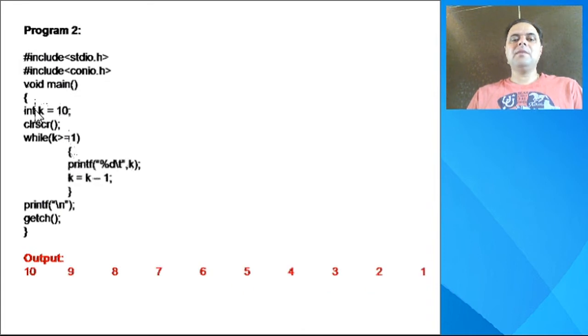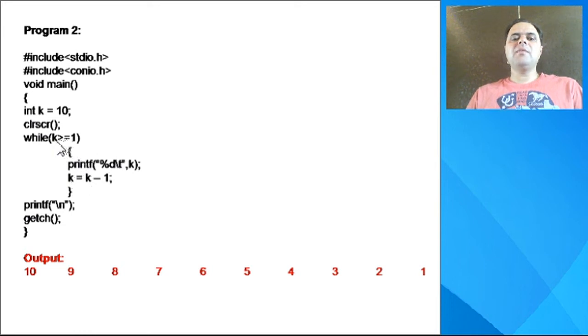Again, another program. Here I have initialized a variable k with value 10. So until k is greater than or equal to 1, this will be the body of the loop, and this loop will be executed. So here the value of k is 10, and 10 is greater than or equal to 1. So the value of k, 10, got printed. Now the value of k becomes 9, 9 is greater than or equal to 1, 9 got printed. The value of k becomes 8, 8 is greater than or equal to 1, so 8 got printed. Now the value of k becomes 7, and so on.